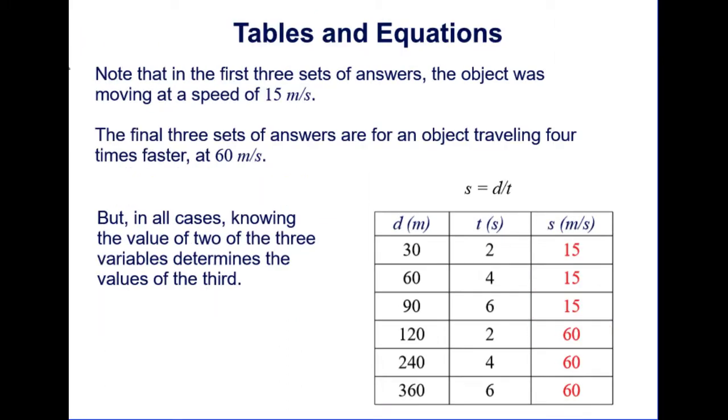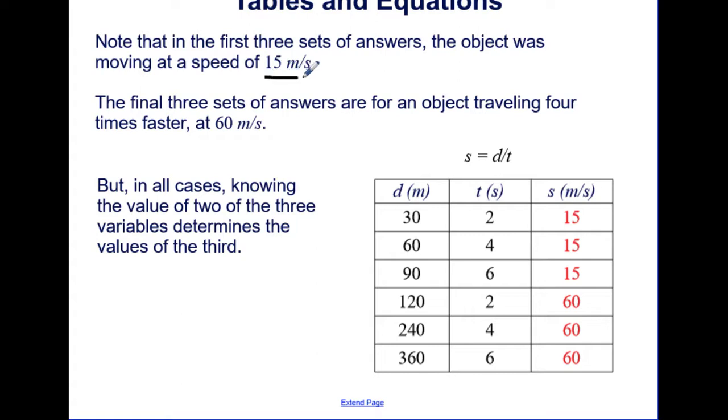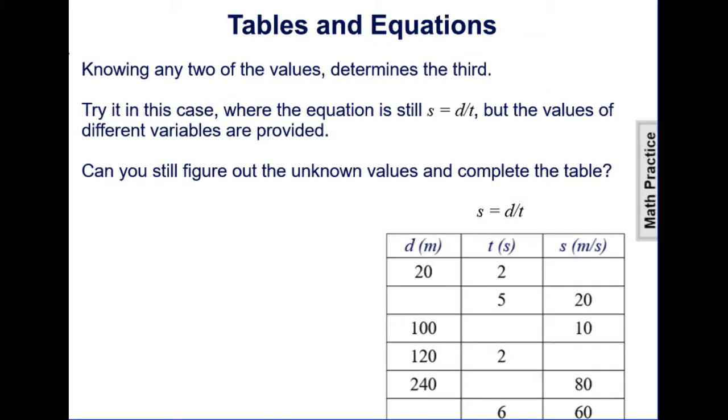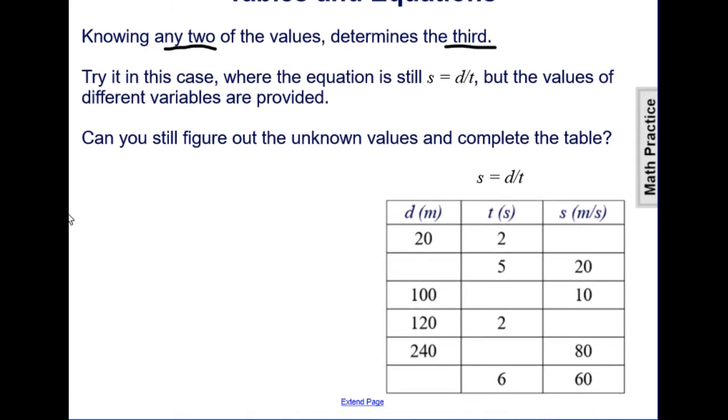Note that in the first three sets of answers, the object was moving at a speed of 15 meters per second, and the final three sets of answers for an object traveling 4 times faster at 60 meters per second. But in all cases, knowing the value of 2 of the 3 variables determines the value of the third. We knew the values of the distance and the time, the d and the t, so we were able to solve for the third, which was s. Knowing any 2 of the values determines the third, since they have a relationship in the equation.